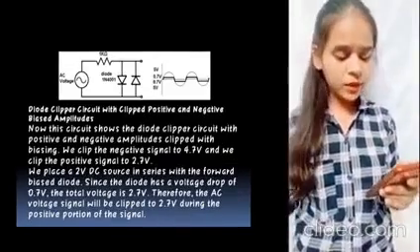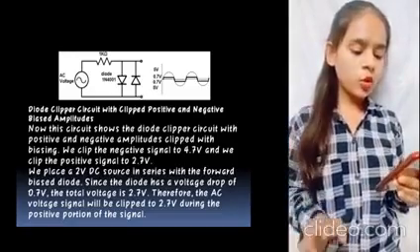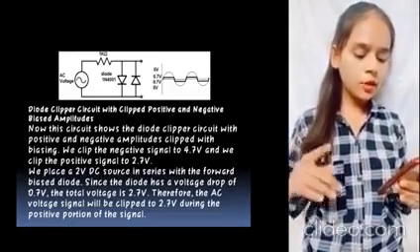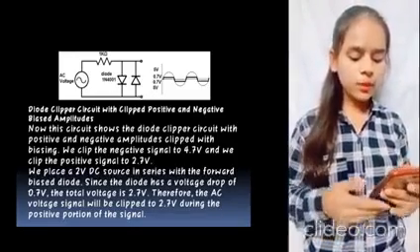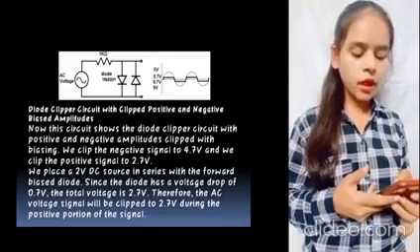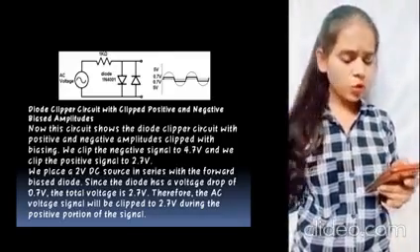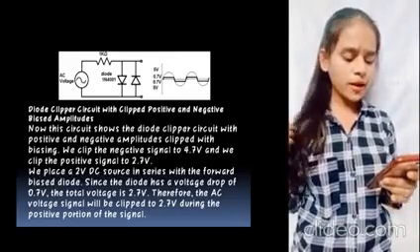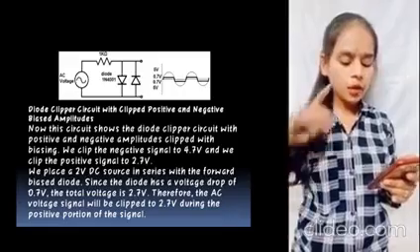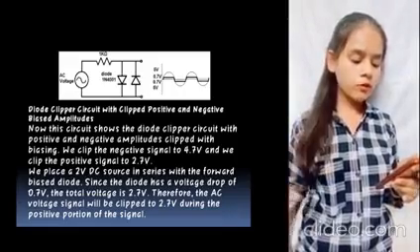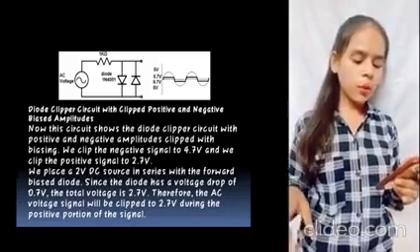Diode clipper circuit with clipping of positive and negative amplitudes. Now this circuit shows the diode clipping circuit with positive and negative amplitude clipping with biasing. We clip the negative signal to 4.7 V and clip the positive to 0.7 V. We place a 2 V DC source in series with the forward biased diode. Since the diode has a voltage drop of 0.7 V, the total voltage is 2.7 V. Therefore, the AC voltage signal will be clipped to 2.7 V during the positive portion of the signal.